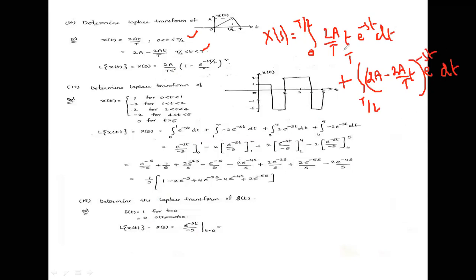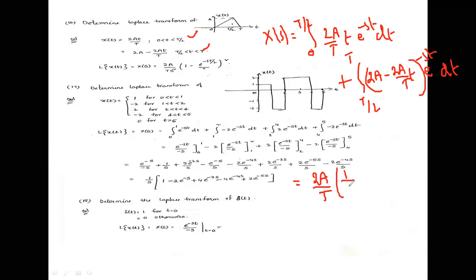Got it, my students? So 2a by T is common because it is a constant. 2a by T is a constant. And what is the Laplace transformation of t? 1 by s square, in the range of 0 to T by 2 here. The t into e power minus st dt.